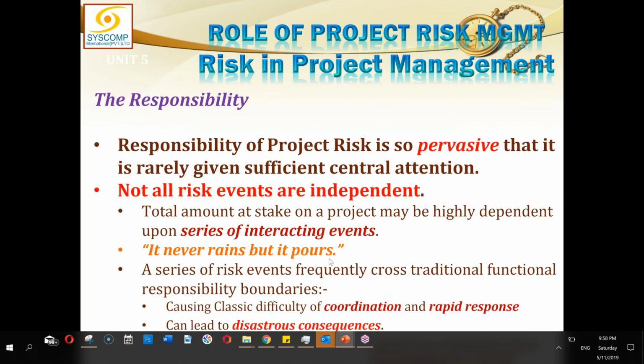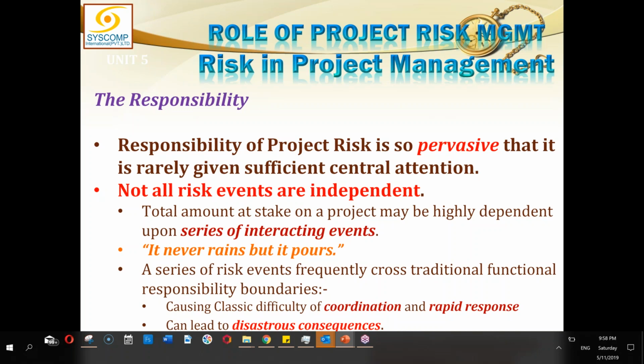The responsibility of project risk is so pervasive that it is rarely given sufficient central attention. Not all risk events are independent. The total amount at stake on a project may be highly dependent upon a series of interfacing events. If something goes wrong, a lot of things are linked to it and everything starts going wrong. It is like the cookie crumbles, everything falls. This is also related to Murphy's law: anything you can think can go wrong will go wrong. So you must base your assumption on that. You must be prepared for the worst.